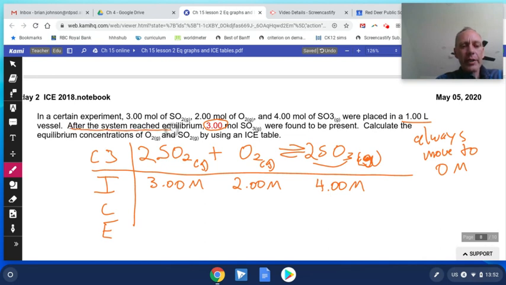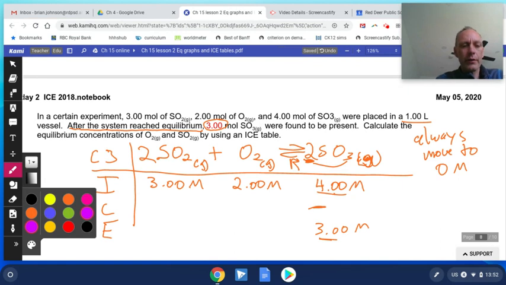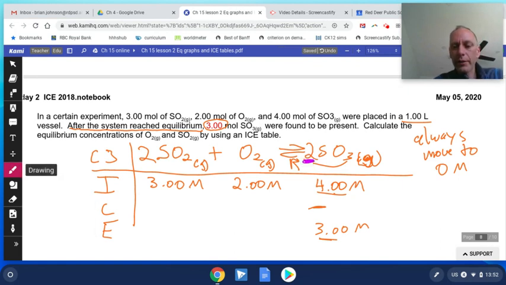After the system reached equilibrium, we had 3 moles per liter of SO3. So it's telling us that at equilibrium, we're at 3. So we started at 4 and we went to 3. Which way did this thing move? Forward or reverse to turn 4 into 3? It had to go in reverse to reach equilibrium. So if it went in reverse, that means we lost product. How much? 2. Let's change up our colors here. So we lost 2 amounts of SO3.